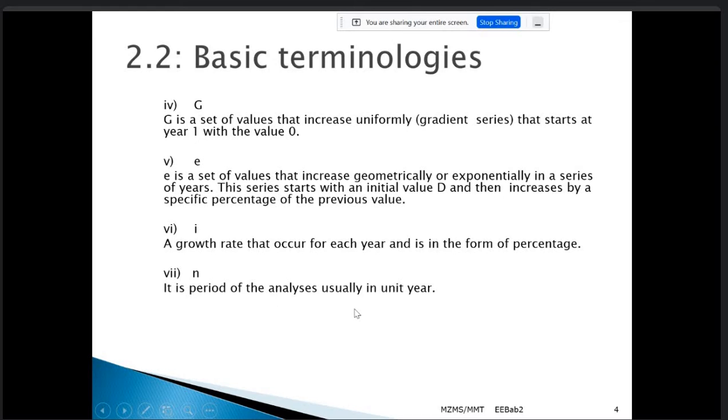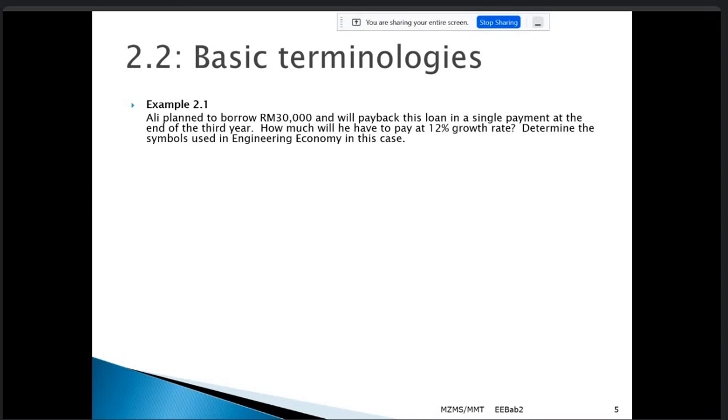And then N. It is the period of the analysis, usually in unit years. Okay. So, if let's say 20 years, then N is 20. If it is for 5 years, then N is 5. So, this is the example. Ali planned to borrow 30,000 and will pay back this loan in a single payment at the end of the third year. Okay, so third year is N, 3 years. So the current value P, the present worth, is 30,000. Okay, and then how much will he have to pay at a 12% growth rate? So I is 12%.